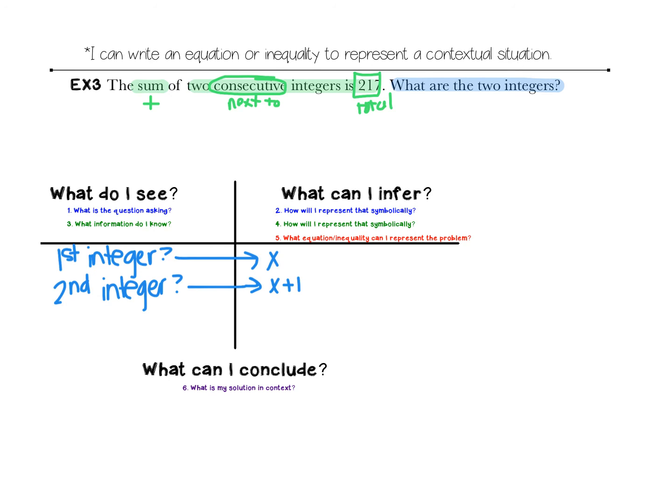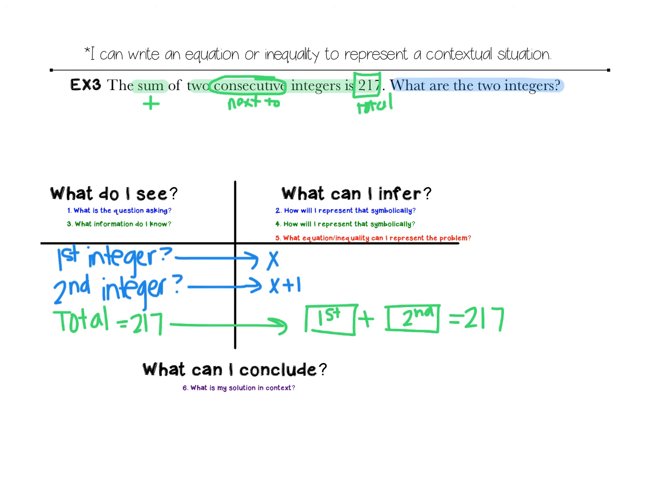And then I also know that the total is 217. So I know that the first number plus the second consecutive integer is going to equal 217. So if I plug in my values, this is the first, plus this is the second, and that's going to equal 217. So now I just have a simple problem to solve. So I'm going to combine my like terms. So 2x plus 1 equals 217.